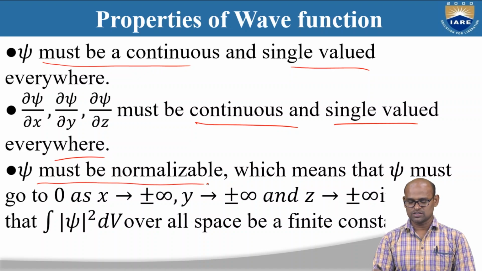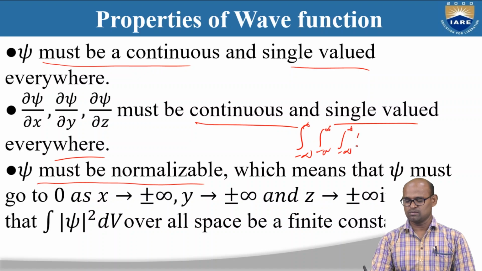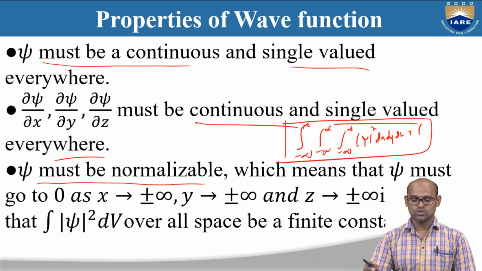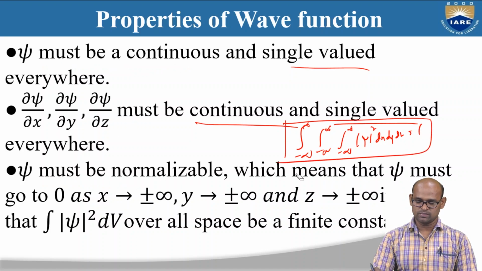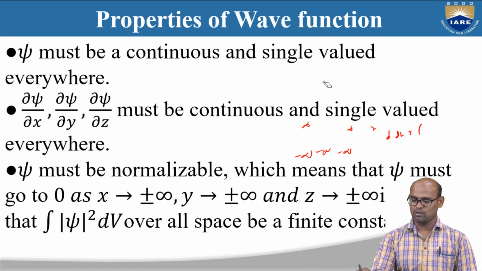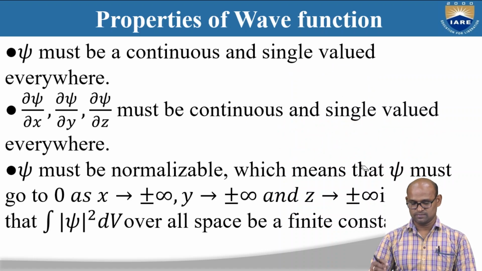And this wave function must be normalizable. So if you integrate mod psi square in 3 dimensions, mod psi square dx dy dz, it must be equal to 1. Okay. So these are some of the conditions that must be satisfied by a function to be called a wave function.